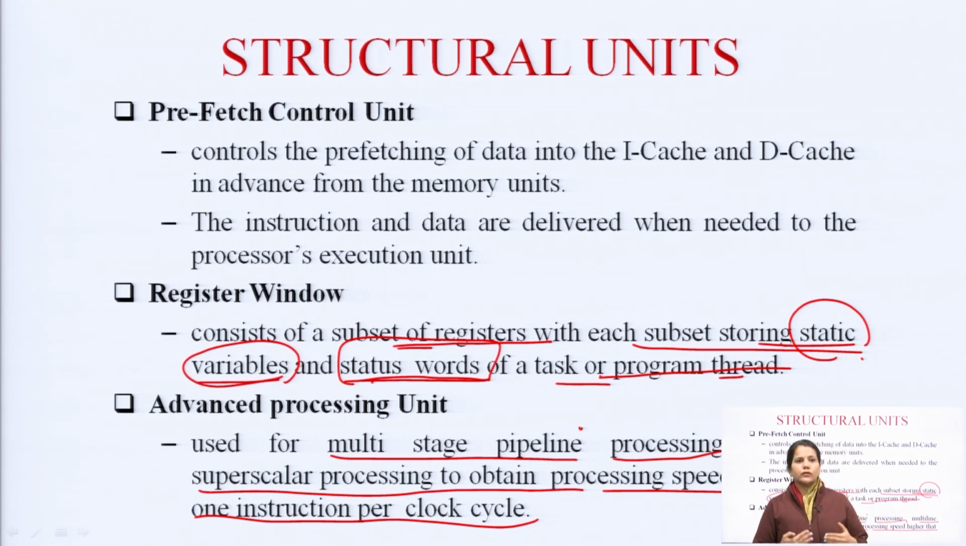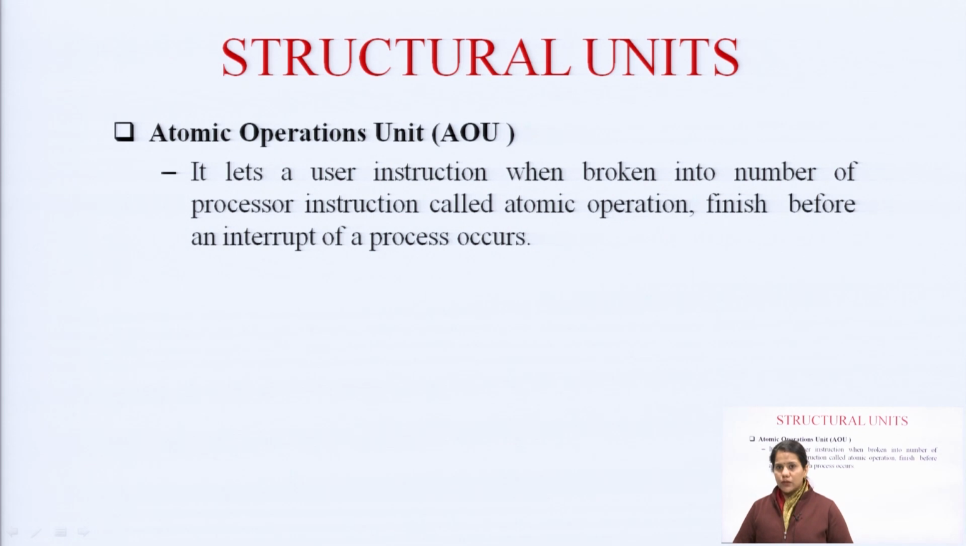So, the processing speed of the various operations in embedded system applications is increased, and it is much higher than one instruction per clock cycle. In this way the advanced processing units are a very important part of any embedded system. The last structural unit is the atomic operations unit. Basically, all the main processes are broken into a number of processor instructions called atomic operations, and these operations are finished before any interrupt of the process occurs. In this way all the large operations or processes are broken into smaller processes and executed at a much higher efficiency and speed.